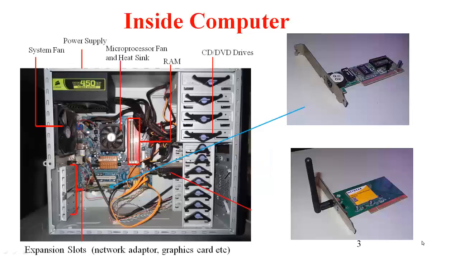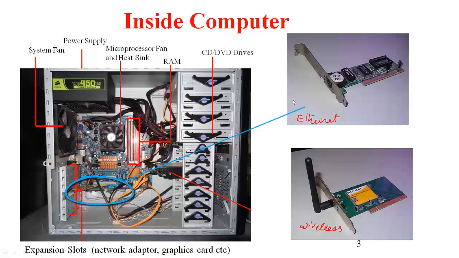Now, looking at this figure, I know you have this urge to open up your computer. By all means, go ahead. But if anything goes wrong, I'm not to blame. So in this figure, what is of interest to us is this area. This is where the network adapters go. This is an example of an Ethernet adapter, and this is a wireless adapter. So you plug them into these slots.